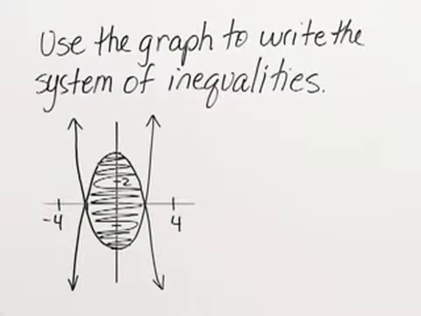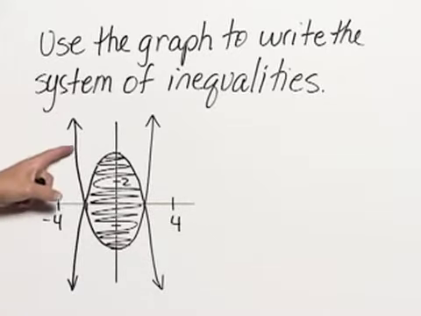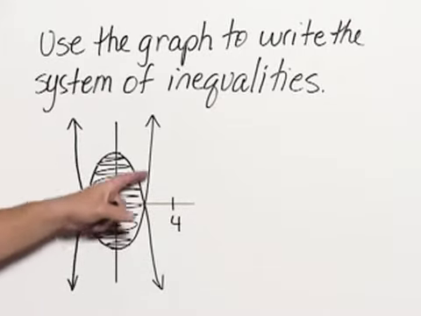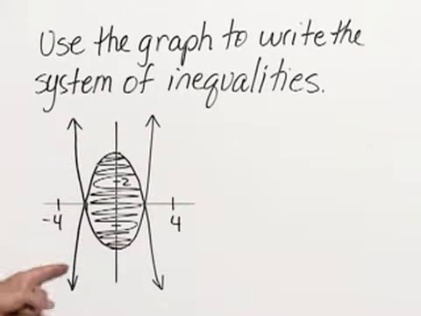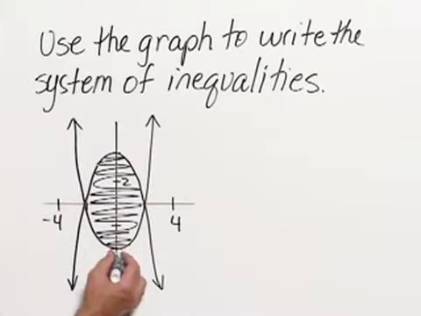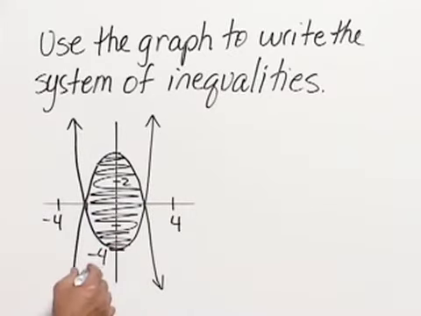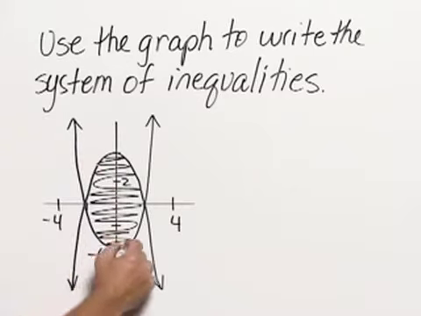Use the graph to write the system of inequalities. And what you should recognize is we have two parabolas, one that's opening up and one that's opening down. In particular, let's look at what this point is. This would be -4 on the y-axis. So I'm looking at this parabola here.